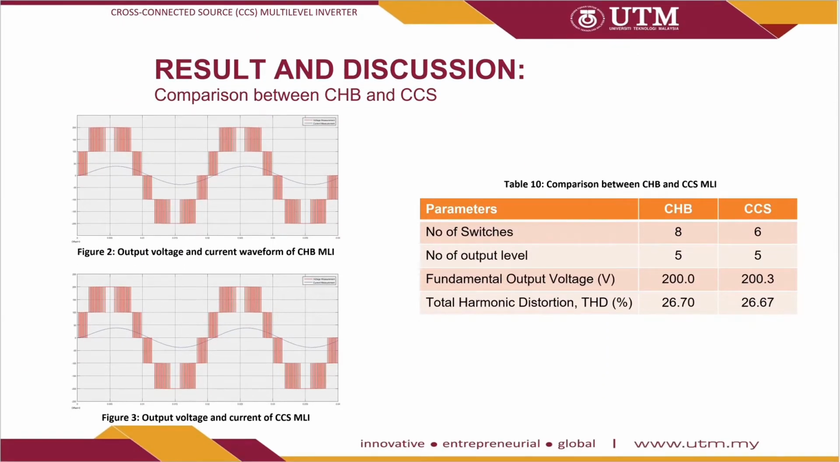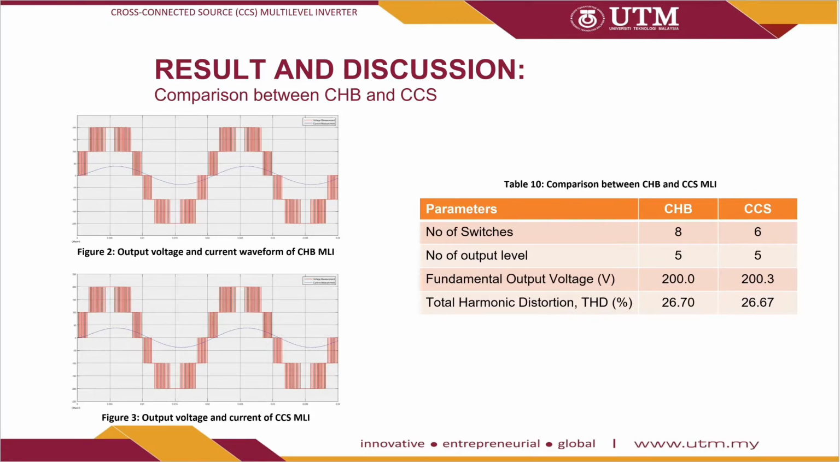If you compare, both of the multi-level inverters have successfully created a 5 level output voltage waveform. Also, the THD value of cross-connected source is slightly smaller than bridge, but we can assume that the value is almost the same. This is because both of the multi-level inverters are using the same value of modulation index.